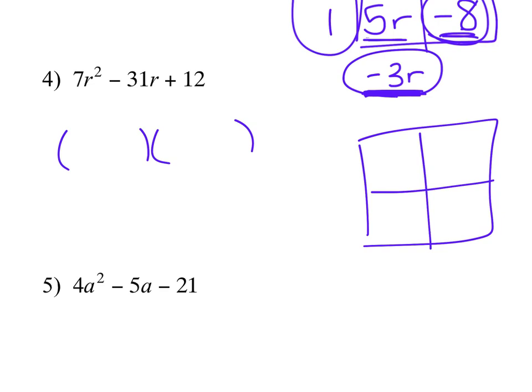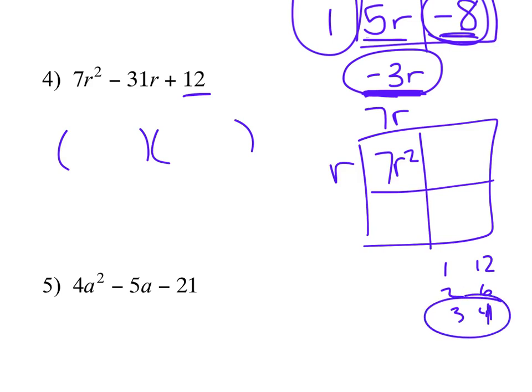All right, so 7r squared. So 7r, r. That's what I need to get 7r squared. 12. So again, I'm not going to deal with the positive or negative. We're just going to think about 1 and 12, 2 and 6, 3 and 4. So again, rule of thumb, pick the two numbers that are closest together.